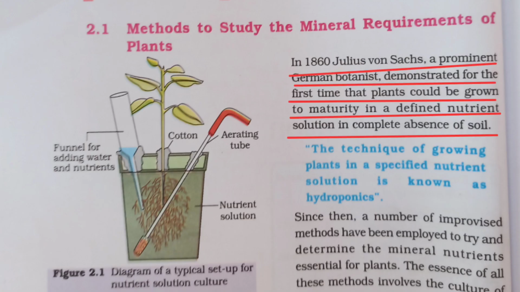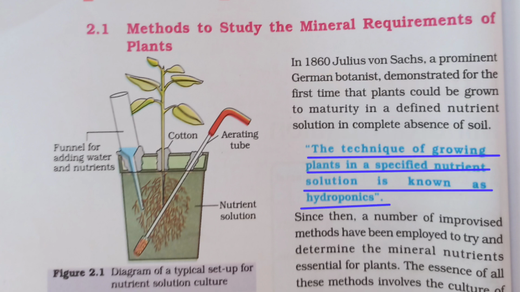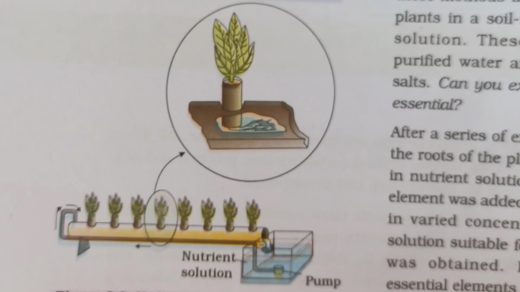In 1860, Julius von Sachs, a prominent German botanist, demonstrated for the first time that a plant could be grown to maturity in a defined nutrient solution in complete absence of soil. This technique is called hydroponics. The technique of growing plants in a specified nutrient solution is known as hydroponics.